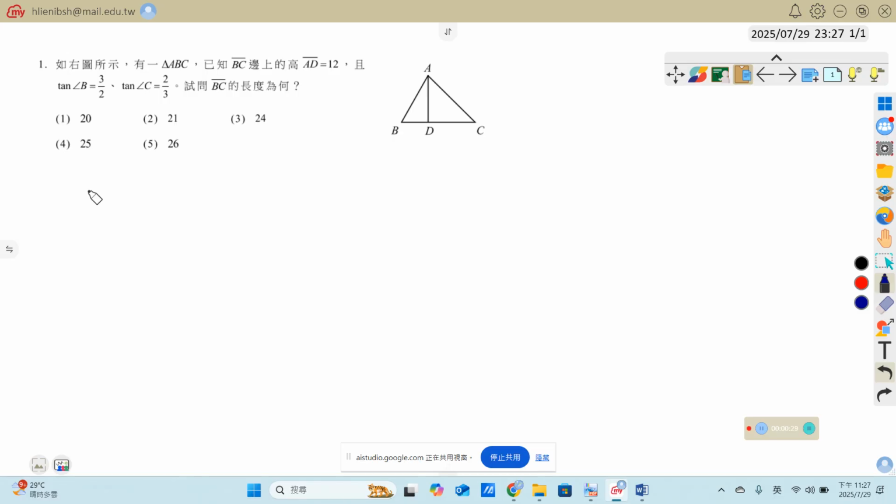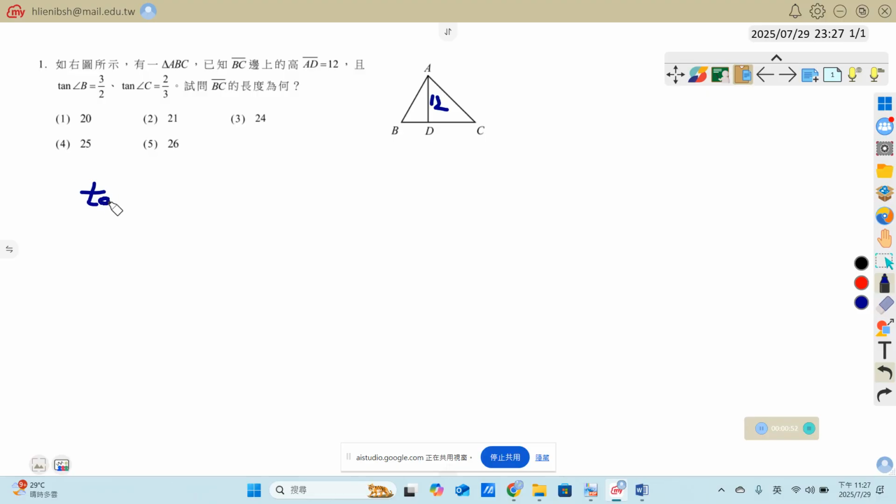I have no idea. No problem. Let's start by looking at the given information. The problem states that AD is the height of triangle ABC and the length of AD is 12. We also know the values for tangent B and tangent C. Do you remember what the tangent of an angle in a right triangle represents?